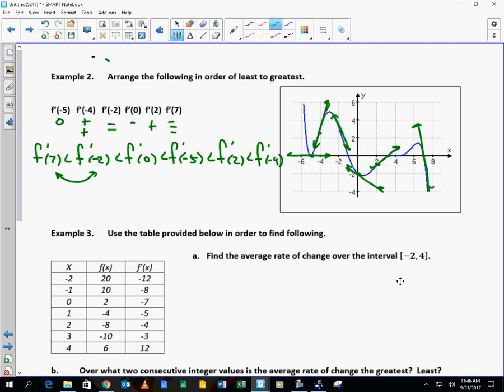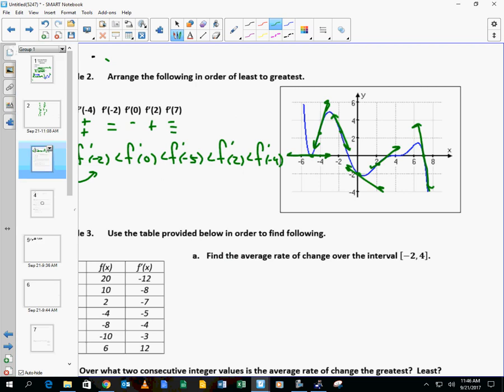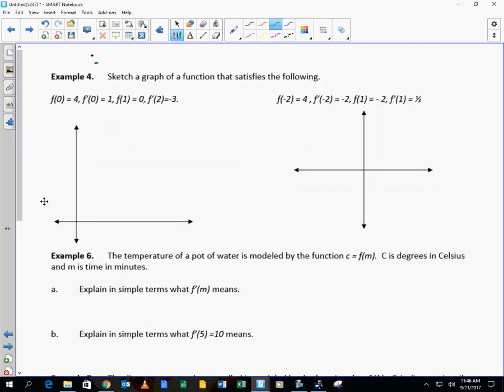Okay. So anytime you're asked about a derivative, you're looking at the slope. So you're making these kind of tangent lines all over the place. All right, let's flip it over. We're going to get back to that one tomorrow. Okay. Got some other work to do tomorrow.